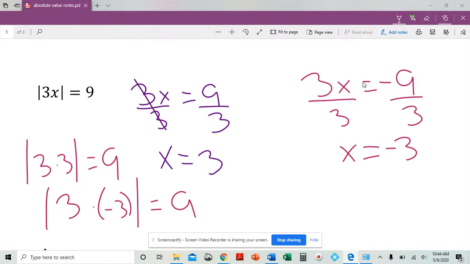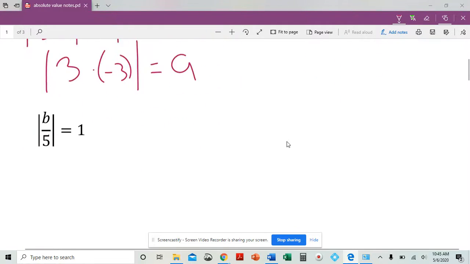So what we need to do is we need to take our equation, isolate the absolute value. That's the first thing we need to do. Make sure that our absolute value is by itself, and then set it up equal to both what the answer says and then the opposite of what it says, so positive and negative.